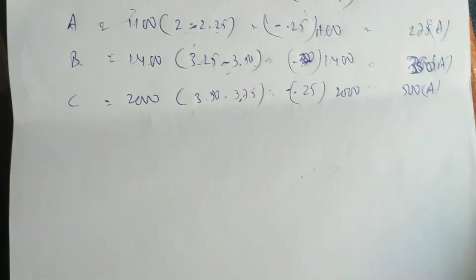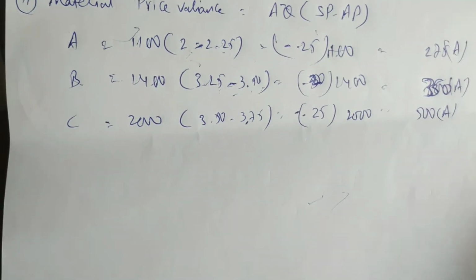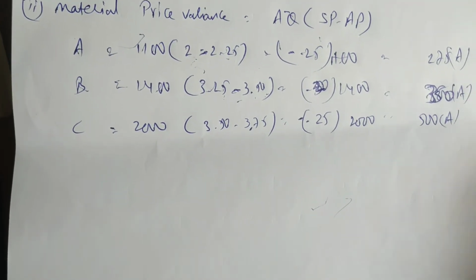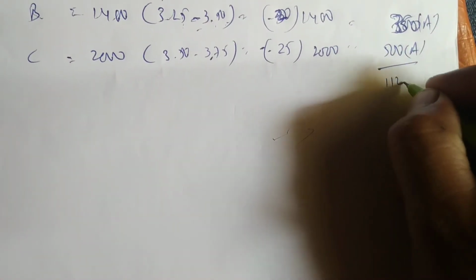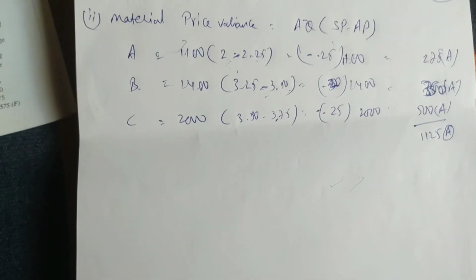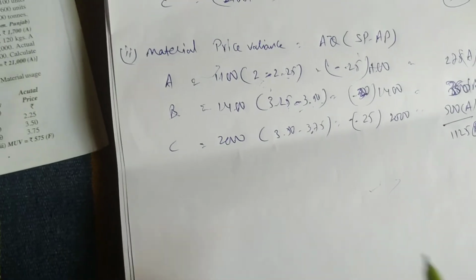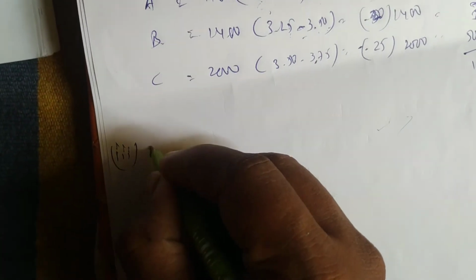So in total, all adverse, you can add 275 plus 350 plus 500, we get 1125 adverse. Okay, all adverse you can add and write as adverse. So material price variance also there is a loss. Next is what? Material usage variance.